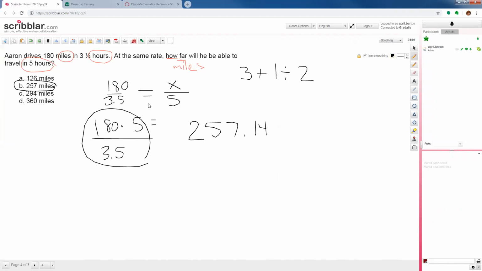While you're working through multiple choice problems, always look for answers you can eliminate. If you're driving longer, you're going to go more miles. So the 126 just doesn't make any logical sense. Or you could just add up how many hours. Do the 3.5 hours, because it's 60 minutes in an hour, and do it that way. But it takes longer. It does.